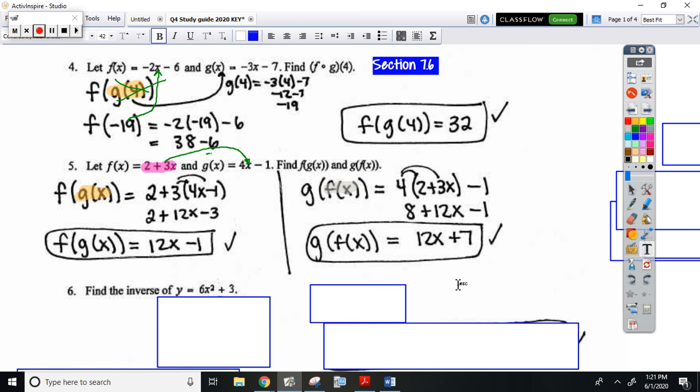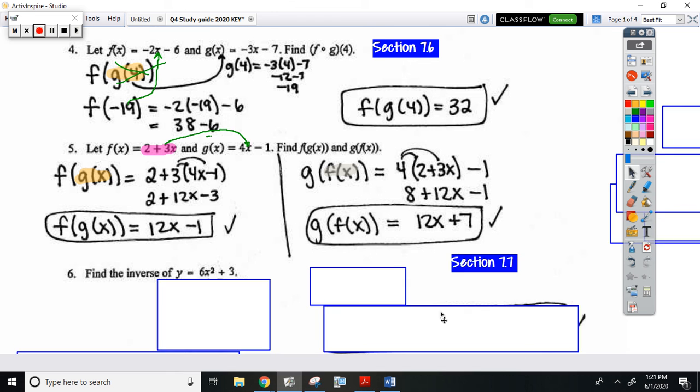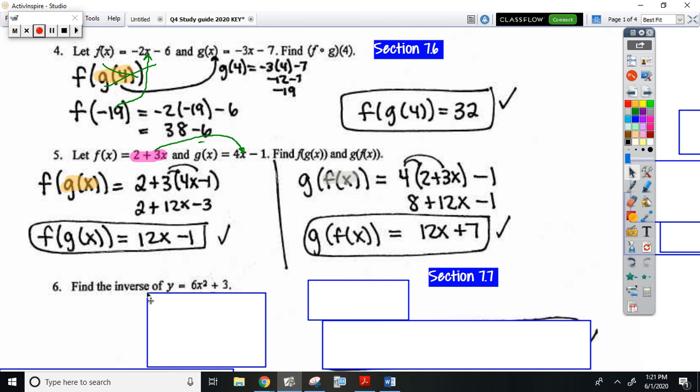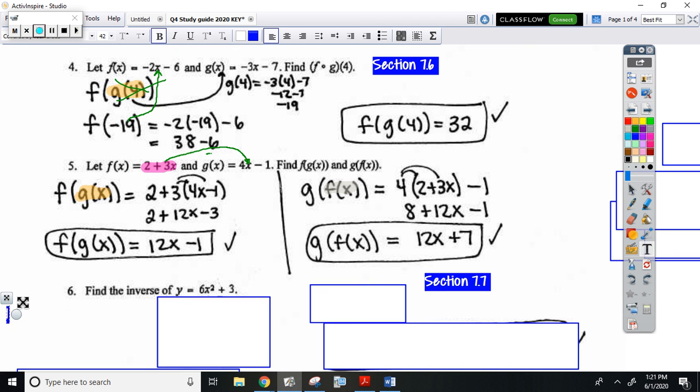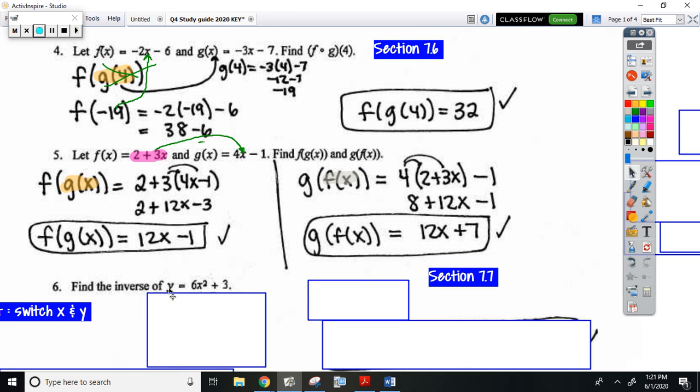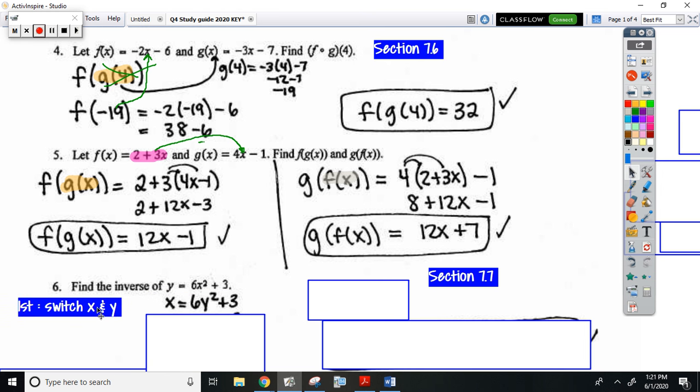All right, the next two questions were 6 and 7. These were in section 7.7. Notice that they're kind of going in order. These ask us to find the inverse. When you're finding the inverse, remember the first thing that you do is you want to switch the x and the y variables around. So we're going to invert these. It will become x equals 6y squared plus 3.